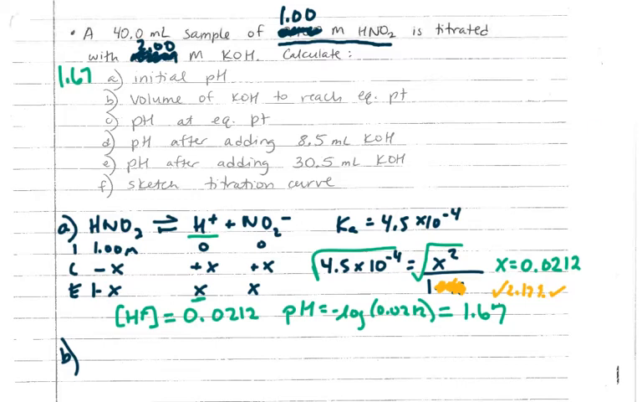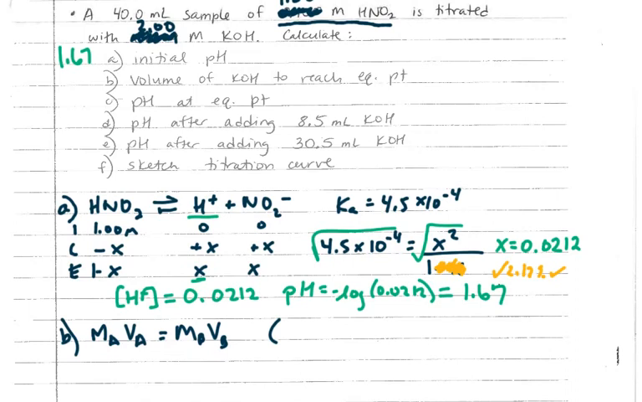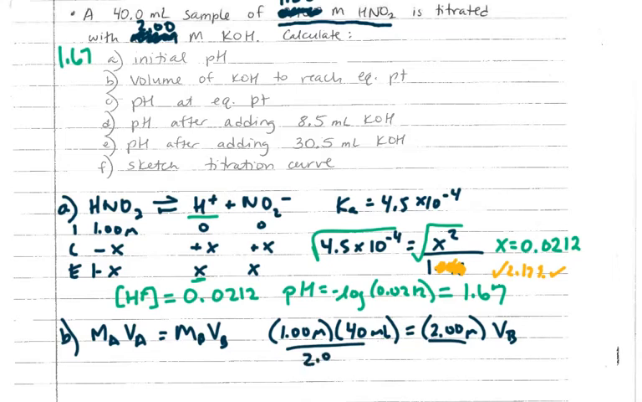What is the volume of potassium hydroxide that's needed to reach the equivalence point? So that is always going to be this equation here. The molarity of the acid times the volume of the acid equals the molarity of the base times the volume of the base. All right, the molarity of our acid is 1.00 molar times 40 milliliters equals the molarity of the base, 2.00 molar, times the volume of the base, which we're solving for. So we just divide both sides by 2.00 molar.